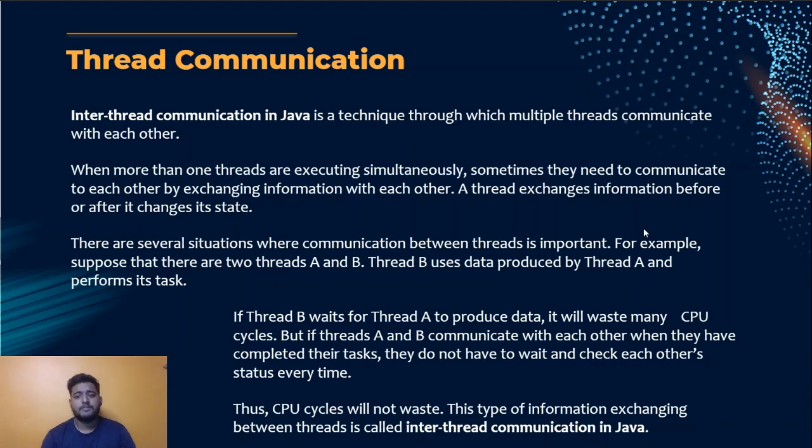For example, suppose that there are two threads A and B. Thread B uses data produced by thread A and performs task. If thread B waits for thread A to produce data, it will waste many CPU cycles. But if thread A and B communicate with each other when they have completed their task, they do not have to wait and check each other's status every time. Thus, CPU cycles will not be wasted. This type of information exchanging between threads is called inter-thread communication in Java.